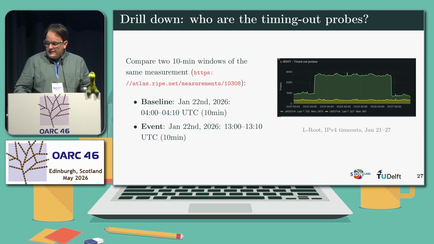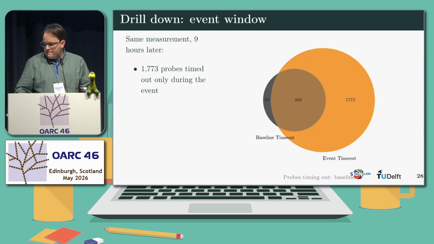So what I just did was something very simple. From the dashboard, I saw this is happening right now. I'm going to get 2 time windows: 10 minutes before the event, and I'm going to compare to another 10 minutes of data during the event. I'll call the one before the baseline, the other one the event, and compare them and see what happens.